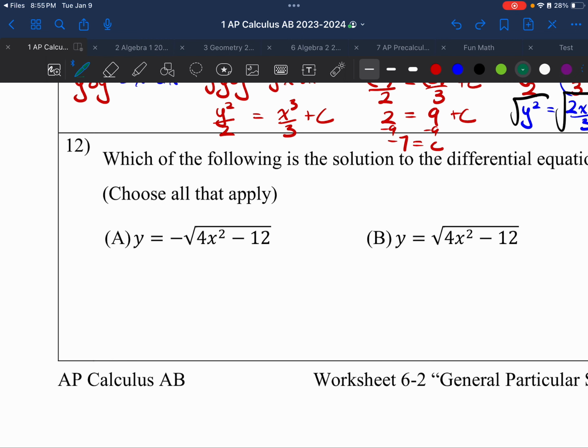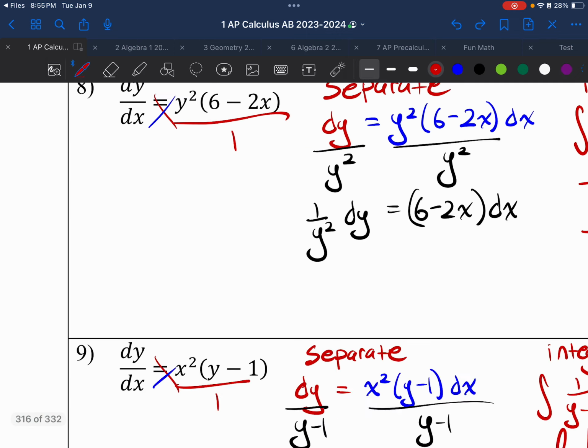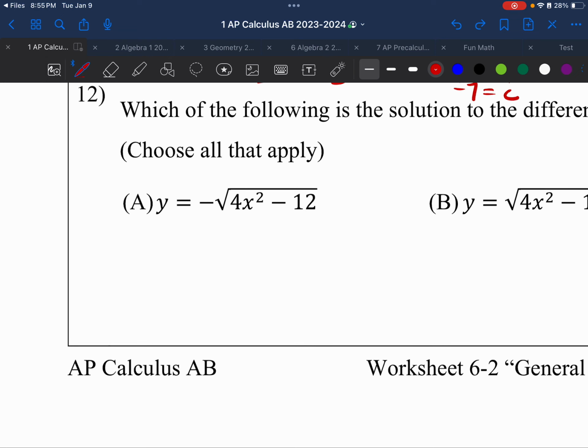I warned you. All right, number 12. Which of the following, okay, we've got to do the whole thing again. This one looks a little bit different, no, they're roughly the same difficulty. Here we go. We're going to separate.